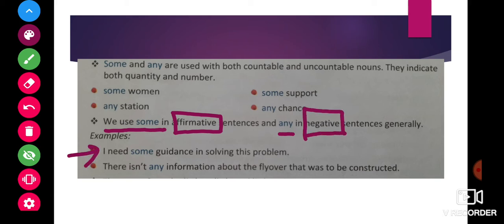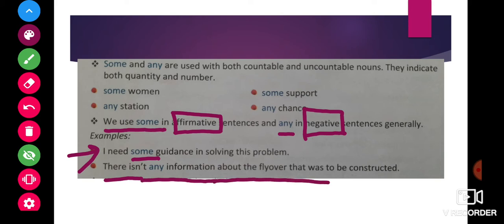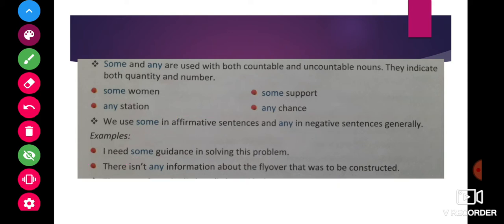Generally, let us look at the examples. I need some guidance in solving this problem. As we can see, this sentence is an affirmative sentence, a positive sentence. In the other sentence, there isn't any information about the flyover that was to be constructed. Now here this is a negative sentence because of the presence of isn't or is not. Therefore any is used here. So we should remember some is used in affirmative or positive sentences, any is used in negative sentences.